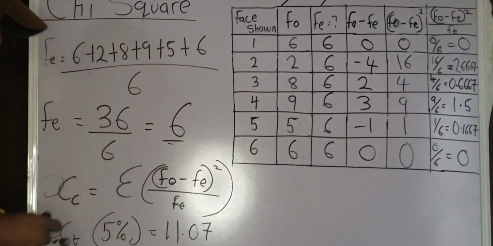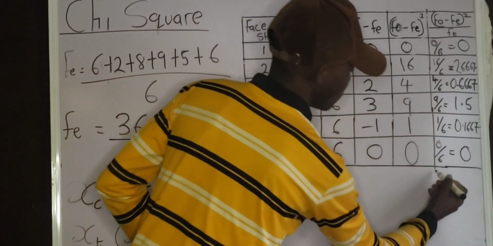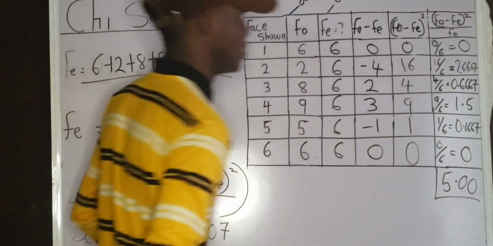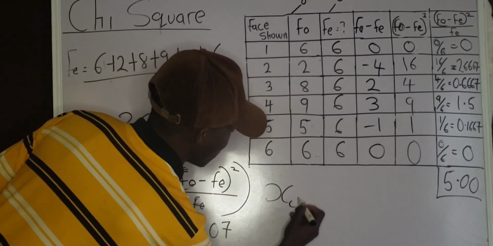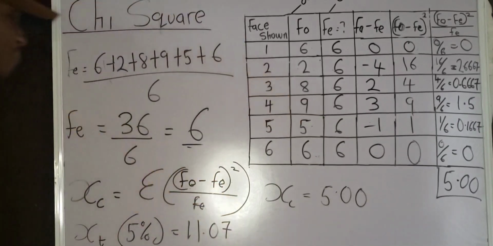So from the formula of chi-square, I need to sum all this. Okay? I need to take the summation of all this. If you take the summation, you're going to get 5.00. You understand? So the calculated chi-square is equal to 5.00.